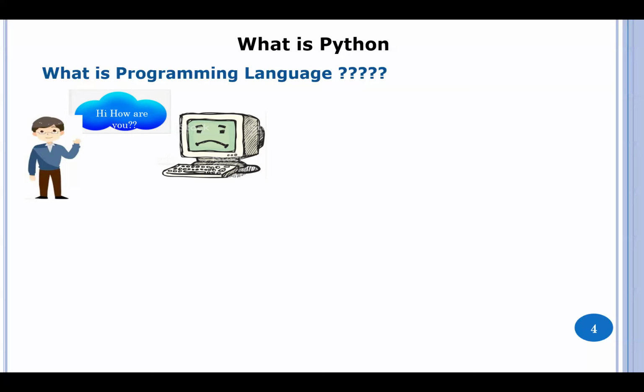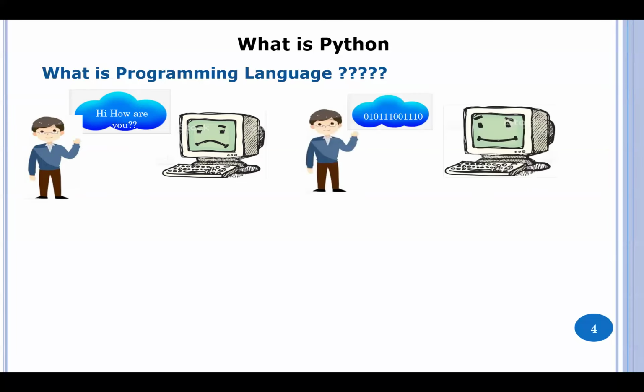If we want to communicate something with a laptop, or with any machine, we need something which that machine can understand. Correct? So what is the programming language? The programming language is the systematic way, the language which we write and use to give instructions to a machine.